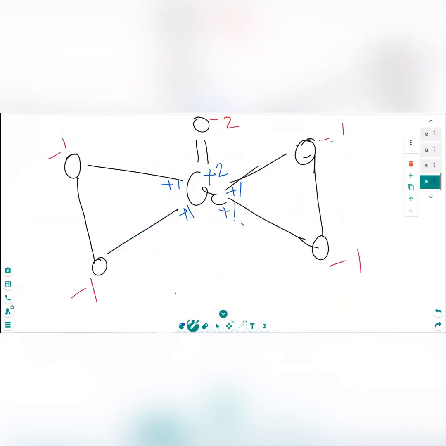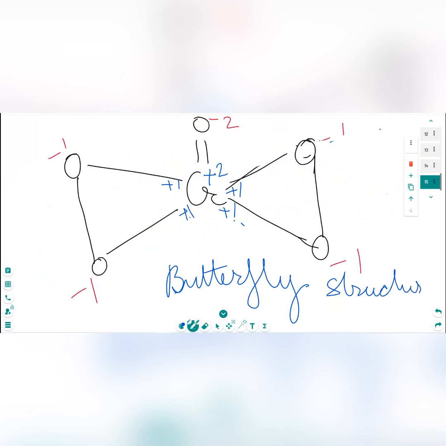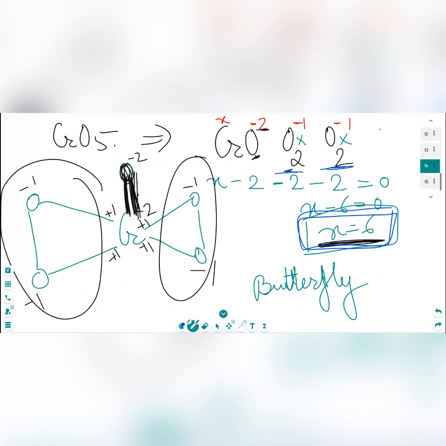And this structure is known as the butterfly structure. So here, why is it like this? Because we are considering two peroxides. See, two peroxides. These are the two peroxides. Correct, Swapnil? Okay.